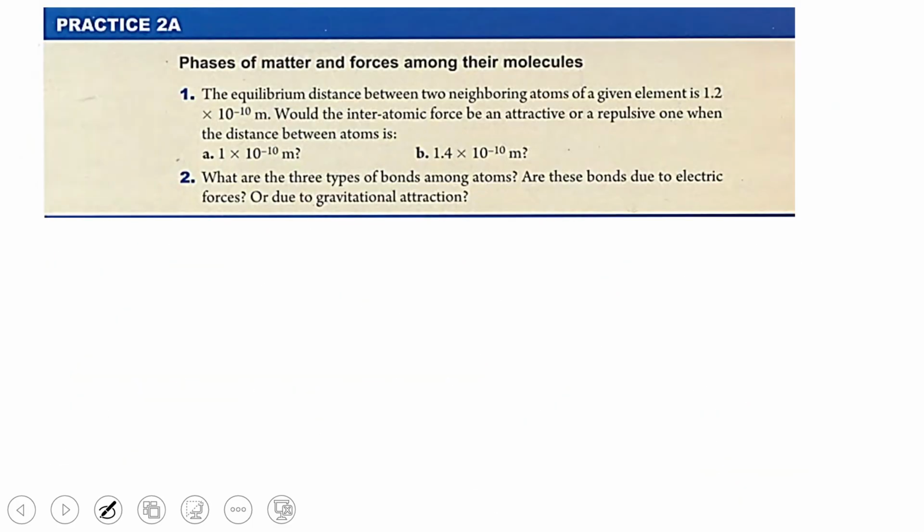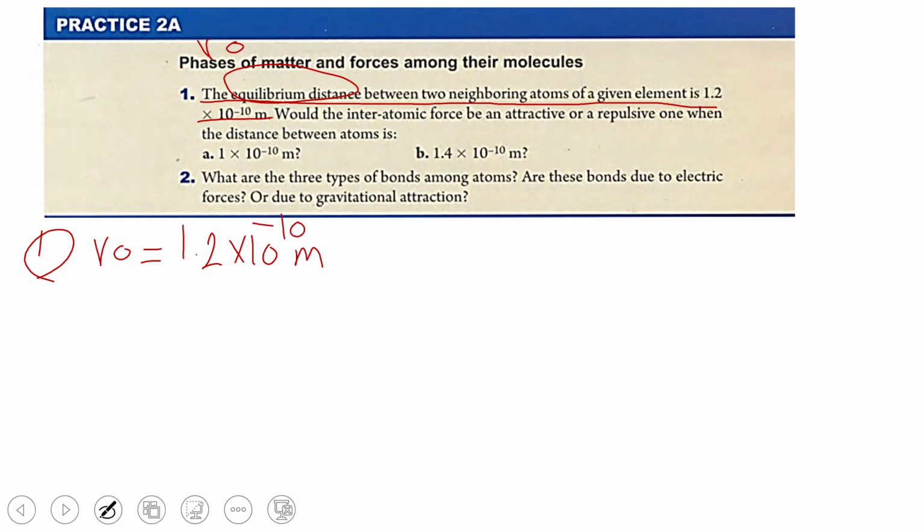Okay, guys, we have some examples in the same page. Question 1. The equilibrium distance between two neighboring atoms is given as 1.2 times 10 power negative 10. Guys, equilibrium distance, so that means it's R naught. So R naught is equal to 1.2 times 10 power negative 10 meter. Would the interatomic force be attractive or repulsive?